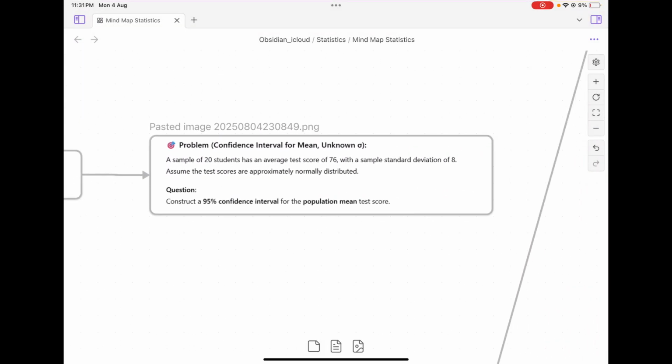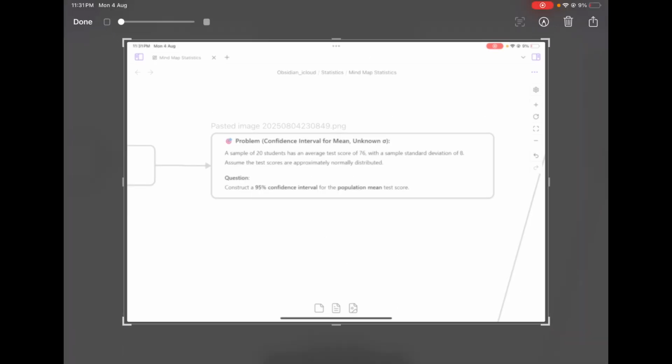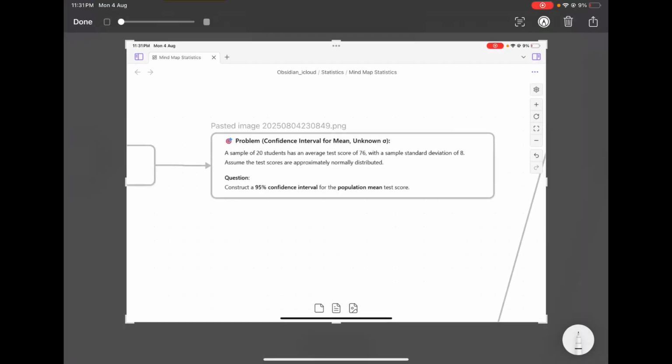Now let us look at a problem here. A sample of 20 students has an average test score of 76 with a sample standard deviation of 8. Assume the test scores are approximately normally distributed. Calculate a 95% confidence interval for the population mean test score. So you have a normal distribution with average test score of 76 and standard deviation of 8. You need to fit in a 95% confidence interval.